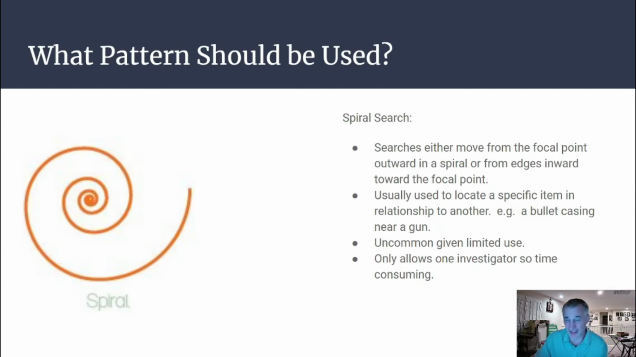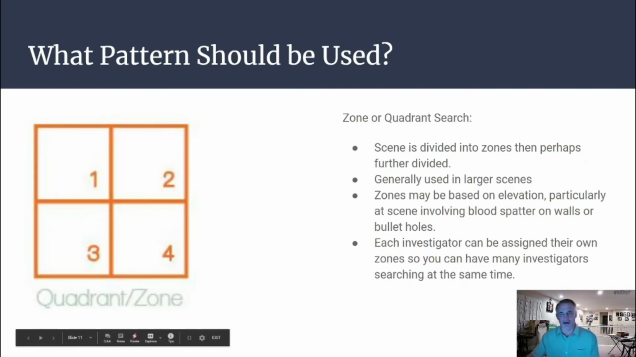Uncommon, given its limited use. So we don't usually use the spiral method. It can be used, and it's useful when we're looking at that relationship thing. It only allows one investigator at a time to do this, so it's a little bit time consuming as well. All right, let's look at the next one.